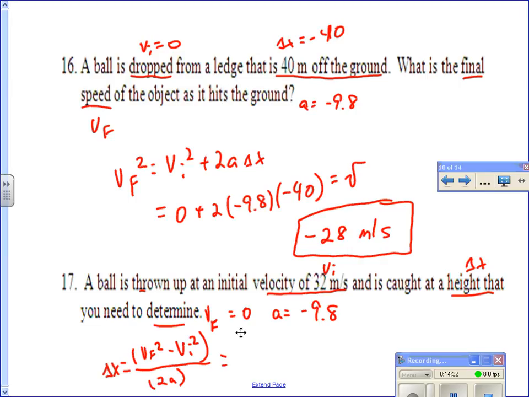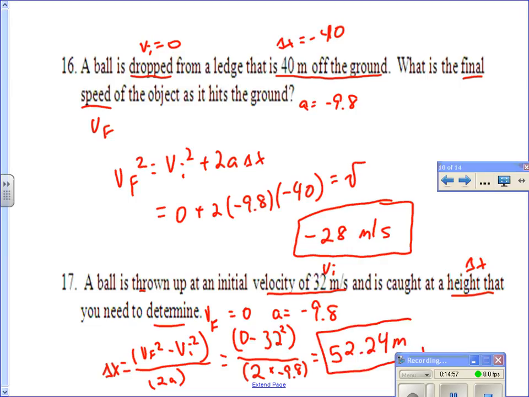So it is 0 minus 32 squared divided by 2 times negative 9.8. And that answer comes out to 52.24 meters. And that's a positive number because it's going up, and we don't have to find the square root because we're solving for delta x.